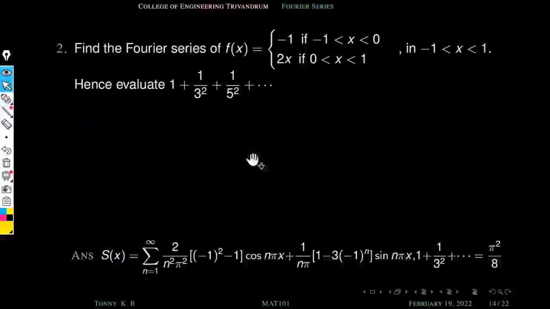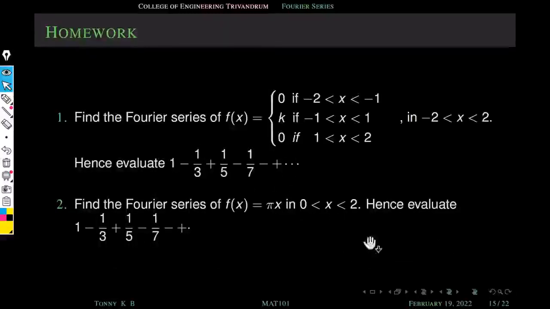This is our Fourier series, and by substituting x equal to 0, now we have the value of this infinite series equal to pi square by 8. So this is your homework. Thank you.